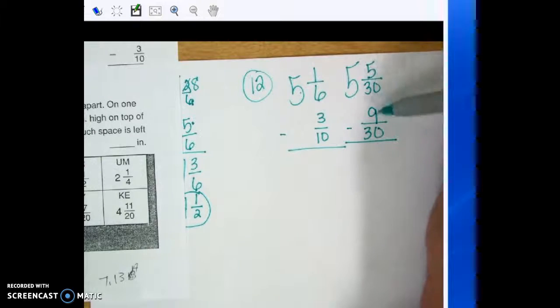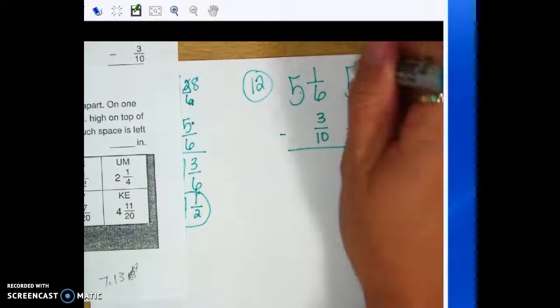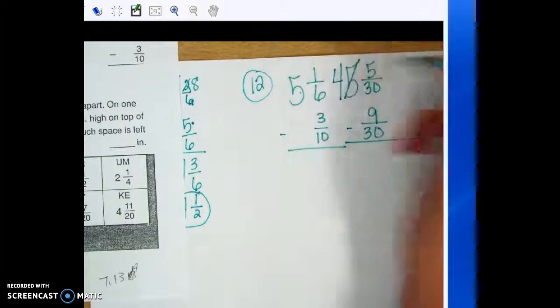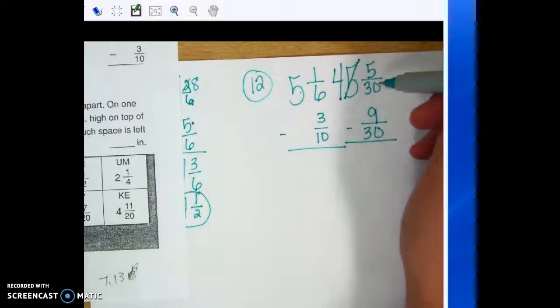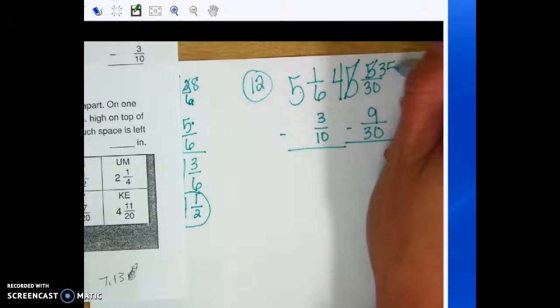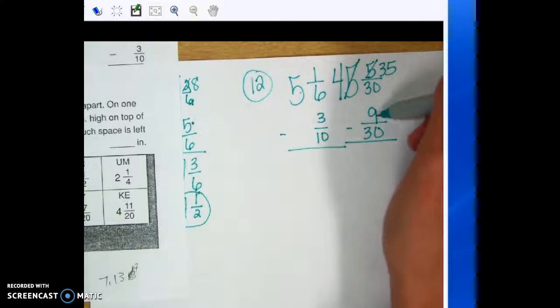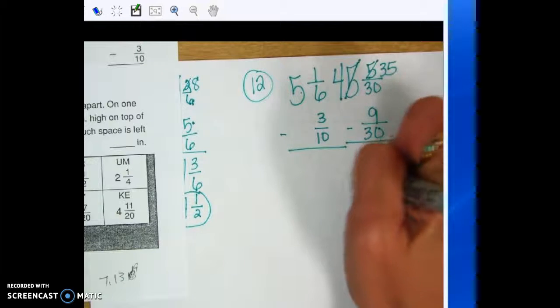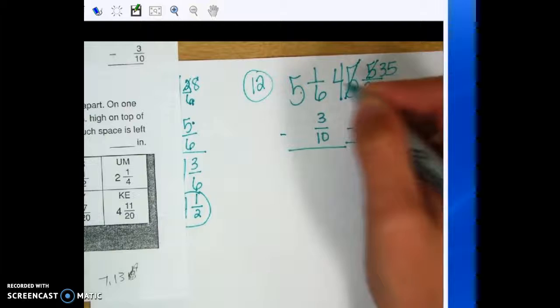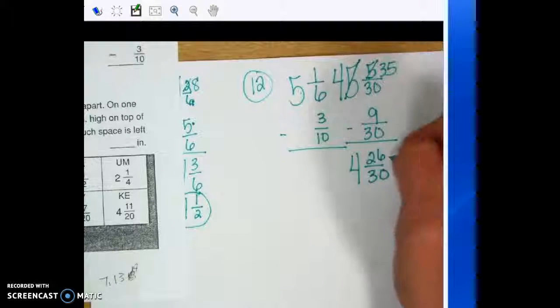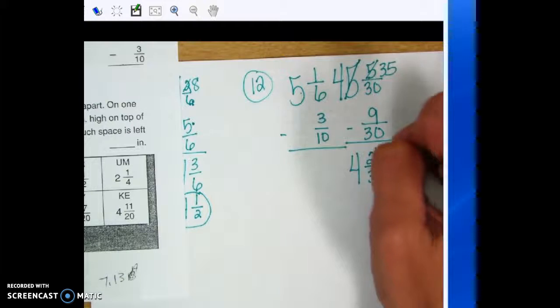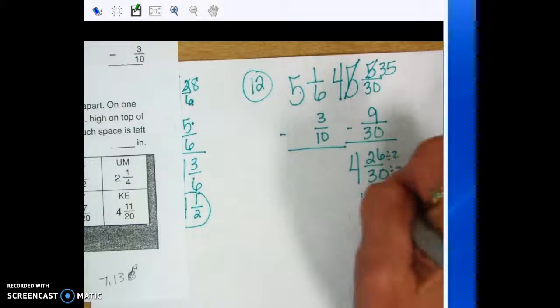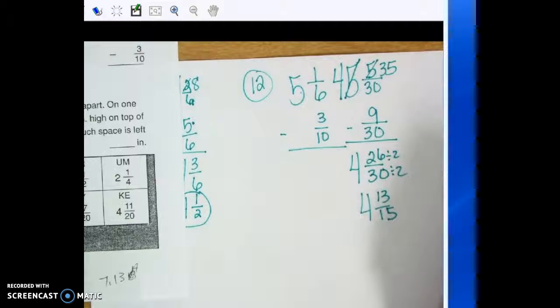Okay, if I only have 5 pieces, I can't take away 9. So I have to borrow one of these. Now when I borrow that, I'm going to cut that one whole that I just borrowed into 30 pieces. So I already had 5 pieces, plus 30 more gives me 35 pieces. So now 35 minus 9 would be 26. And 4 minus nothing would be 4. Okay, I can simplify, divide both of those by 2. So that gives me 4 13/15.